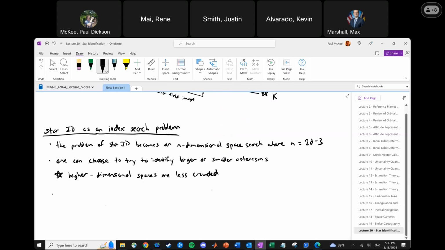So if you choose star pairs, you have one invariant.